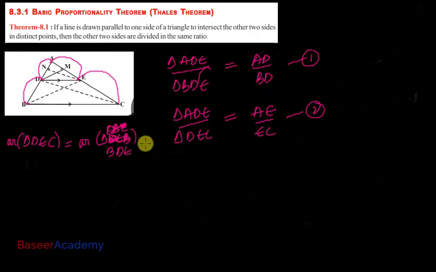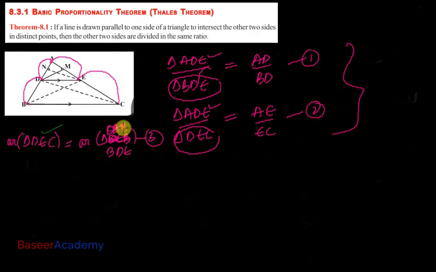Now what do you see? Let's say this is my first equation, this is my second equation, and this was my third equation. If you see the first two equations, the numerator is triangle ADE in both. The denominators were different, BDE and DEC, but now those denominators are equal, right? Triangle DEC is equal to triangle BDE. Both the denominators are equal.